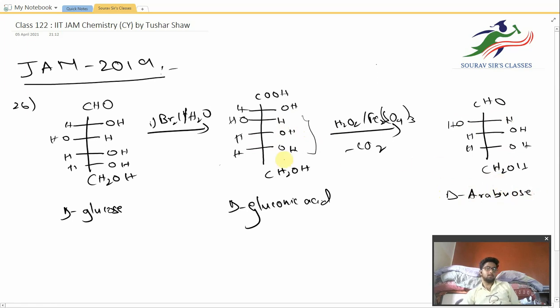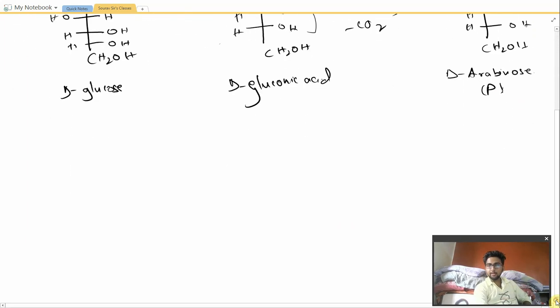This is the product P. Now, what is asked in the question is: among the following compounds, which one will give the same product P under identical reaction conditions? In the options you just have to check for which compound the configuration of the last three carbons is the same.